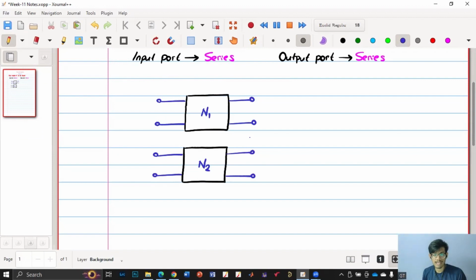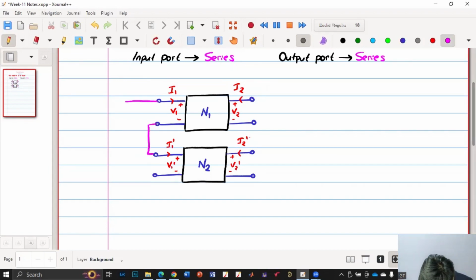Okay. Now we are connecting them in series. First of all, let me quickly draw the voltage polarities. So plus minus V1 and I1. Here also plus minus V2, and kindly see that we are following the same convention that we have discussed in the previous class. So this is V1 dash, I1 dash, and plus minus V2 dash and I2 dash. Now we are connecting them in series. So I'll connect this with this, and this is our overall two port. Similarly, here also I'll connect this like this, and this is our two port.